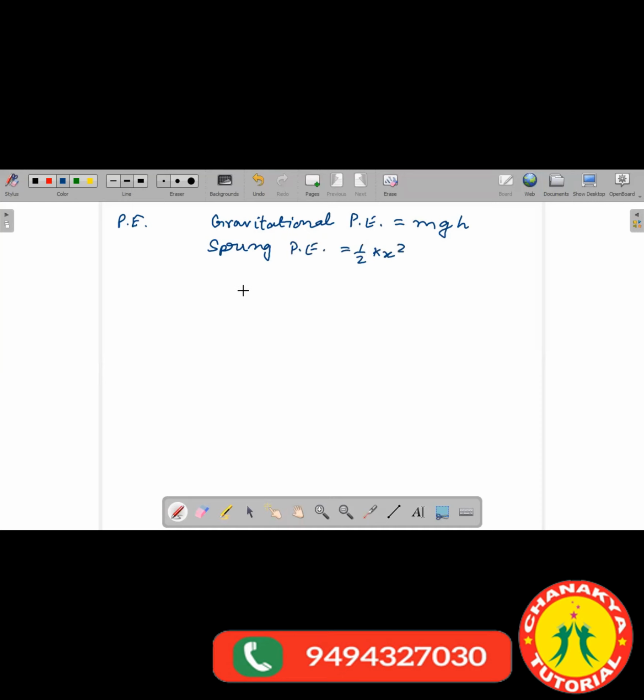Then we have also seen the kinetic energy of an object. The kinetic energy is given as 1 by 2 mv squared. So today we'll see two things. We will first observe the change of kinetic energy when we prove that the sum of kinetic and potential energy remains constant. The second thing, we will also prove that work done is equal to change of kinetic energy. This is the concept which we'll see and try to solve some numericals.